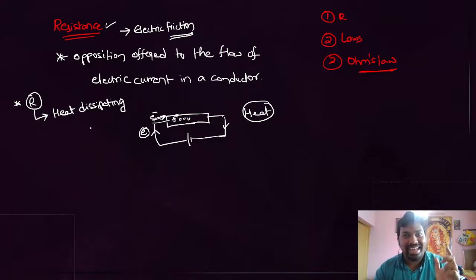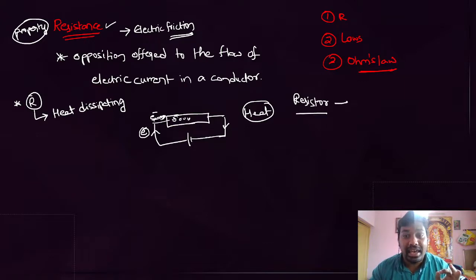Let me give you clarity that resistance and resistor are different. Resistance is a property, whereas a resistor is an element which is exhibiting resistance, right? Resistor is an element which is exhibiting resistance, whereas resistance is the property. Please don't get confused between these two, right? Now let me conclude this. We are calling the resistor a heat dissipating element or a heat dissipating property, right?